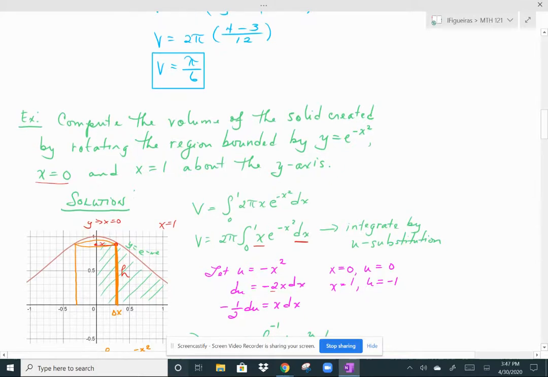We want to compute the volume of the solid created by rotating the region bounded by y equals e to the negative x squared, x equal to 0, which is the y-axis, which I've shown right here, and x equal to 1, which is this line right here. Okay, and the curve y equals e to the negative x squared from 0 to 1 is just this part here on the right. And the area that we are rotating is the area that I shaded in green.